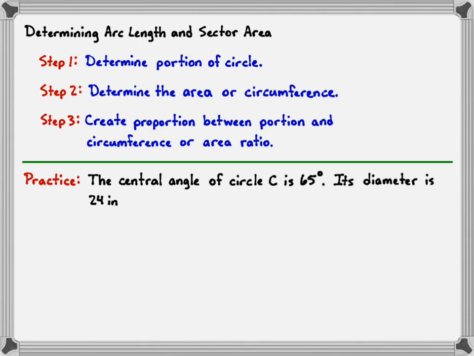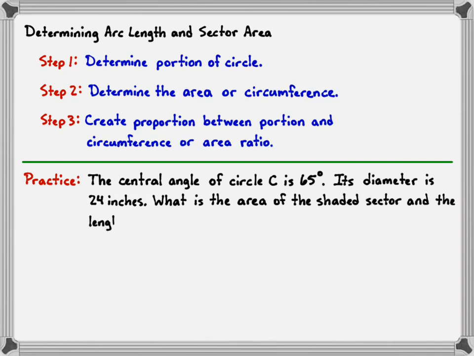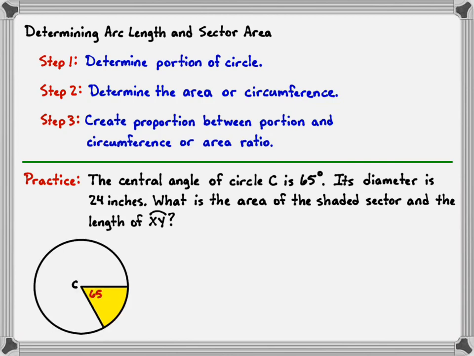The central angle of circle C is 65 degrees. Its diameter is 24 inches. What is the area of the shaded sector and the length of arc XY? So in this question, we are actually looking for both the sector area and the arc length.